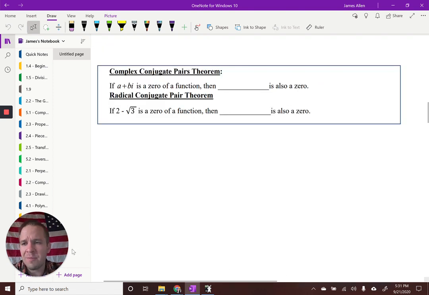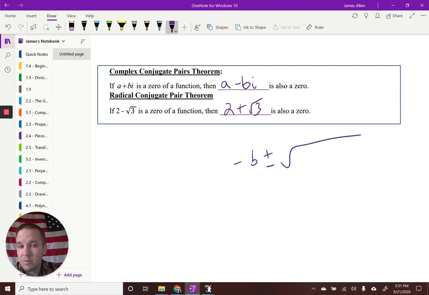A couple of theorems here. Love me some theorems. So we've got, if a plus bi is a 0 of a function, then a minus bi is also a 0, okay? So that is our complex conjugate pairs, and then it also works with radicals. The radical conjugate pairs theorem says if we have 2 minus root 3 as a 0 of a function, then 2 plus root 3 is too. Think about the quadratic formula, right? It's negative b plus or minus the square root. So if we have something minus a radical, we've got to have something plus a radical, right? So that's why it's going to have those 2 solutions.